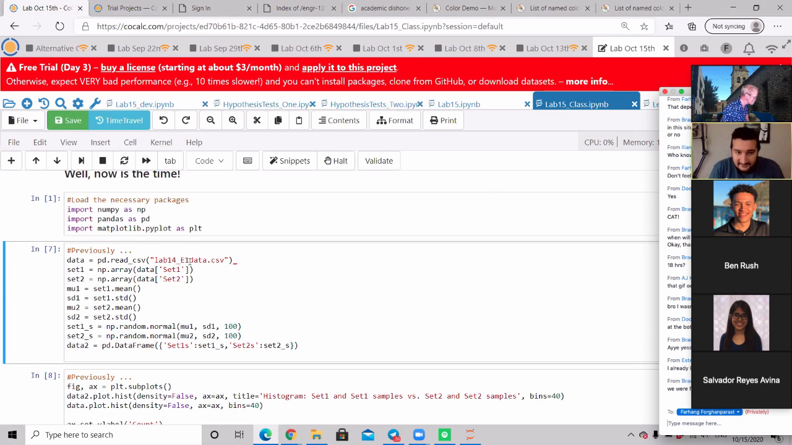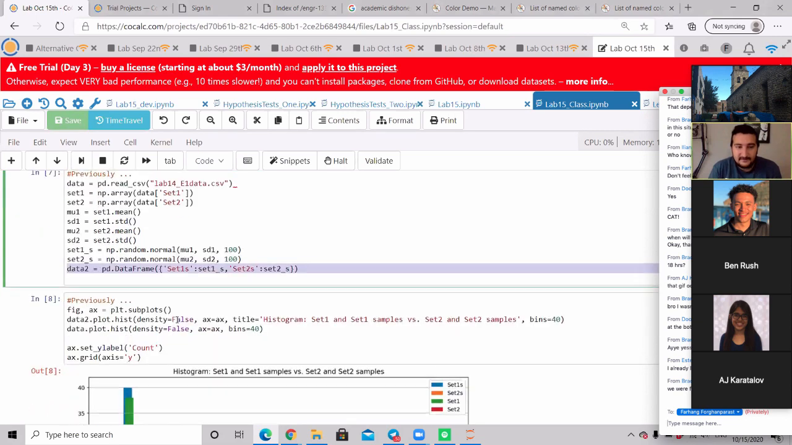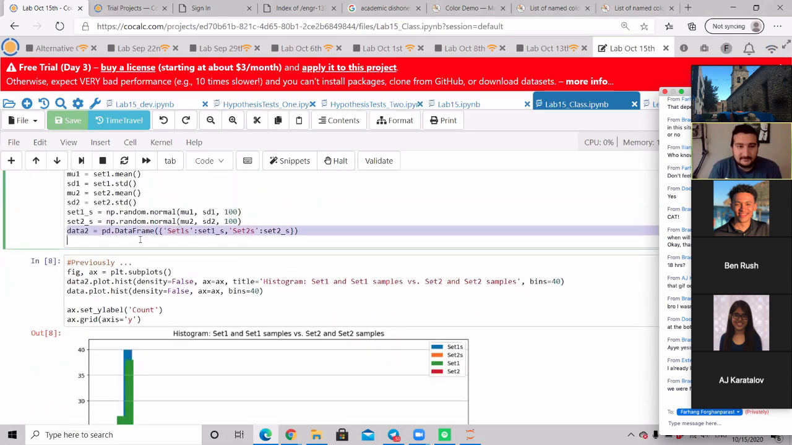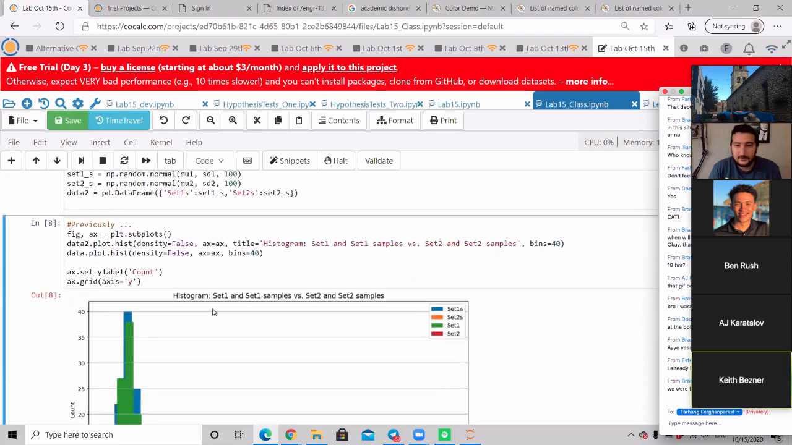So we read the data set. We brought out set 1 and set 2 as NumPy arrays. We got the mean and standard deviation. Was STD standard deviation, right? Yes. Okay, cool. And then we used those parameters to generate another set of samples. We are calling that set 1S and set 2S. And then we basically went on and got plots in order to have visual comparisons.